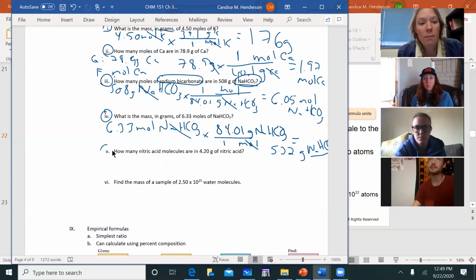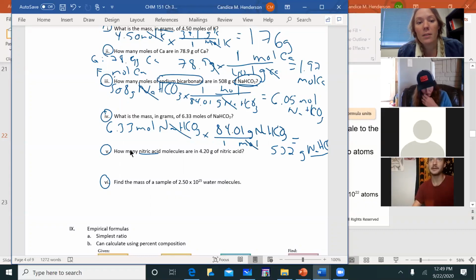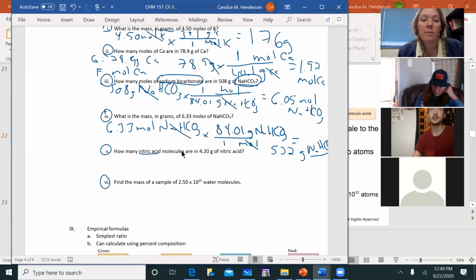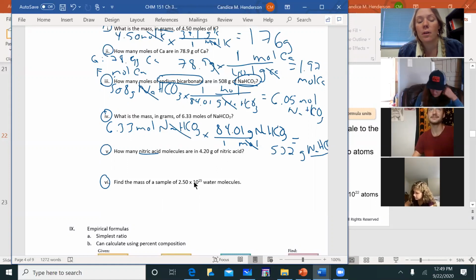I want you to do number 5 and number 6. These are two-steppers, okay? And it's giving you an extra little challenge by saying, hey, it's nitric acid. So you need to know what nitric acid is or look it up. But this is a two-stepper, so the first one is molecules, and I want grams. The second one is talking about water, and it gives you molecules, and I want mass. This one gives you mass, and I want molecules. I'll give you maybe 5 minutes to set that up.